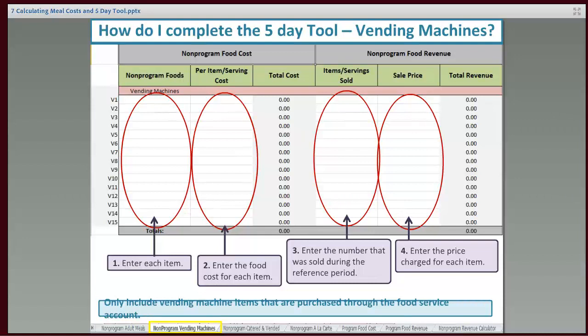So the first column, you enter in what item it is, so water or a soda, or chips or cookies or whatever you're selling in the vending machine. The next is the food cost for each of those items. The next column, you enter how many of each of those you sold, and the fourth column is entering in the price you charged for each of those.